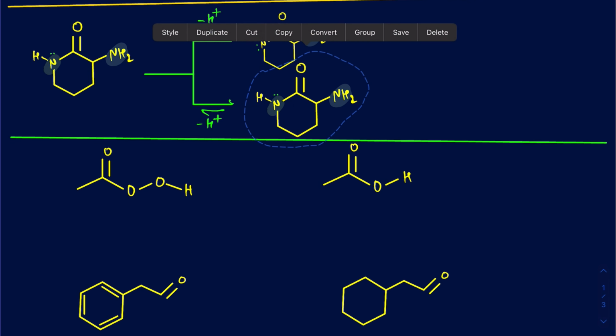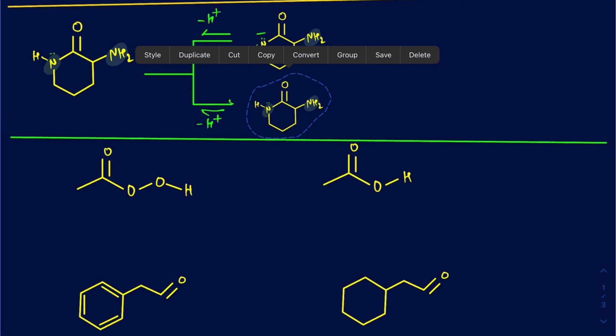And then I can do something similar with the right nitrogen. So I'm going to go ahead and lose one of that nitrogen's hydrogens, and now it's going to get two lone pairs on that nitrogen, where I already had one to begin with, with a formal charge of -1. Now you want to ask yourself, out of those two possible conjugate bases, which one is going to be more stable?